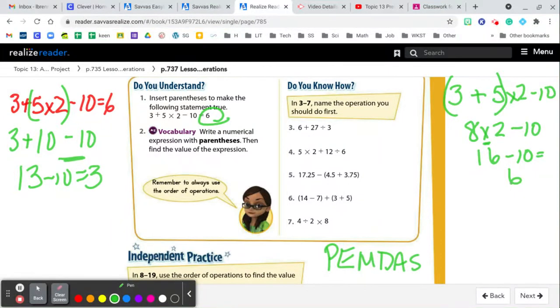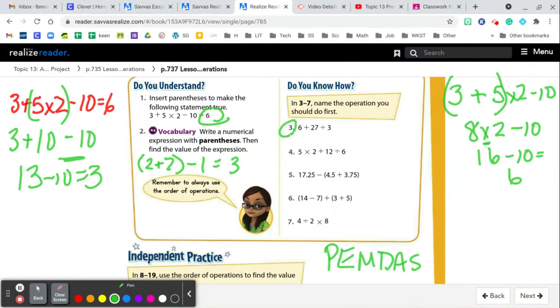And number 2, write a numerical expression with parentheses, then find the value. So in this case, you can do anything you want. 2 plus 2 minus 1 equals 4 minus 1 equals 3, whatever you want to do. Remember to always use the order of operations. Name the proper operation you would do first. That's all you have to do here.